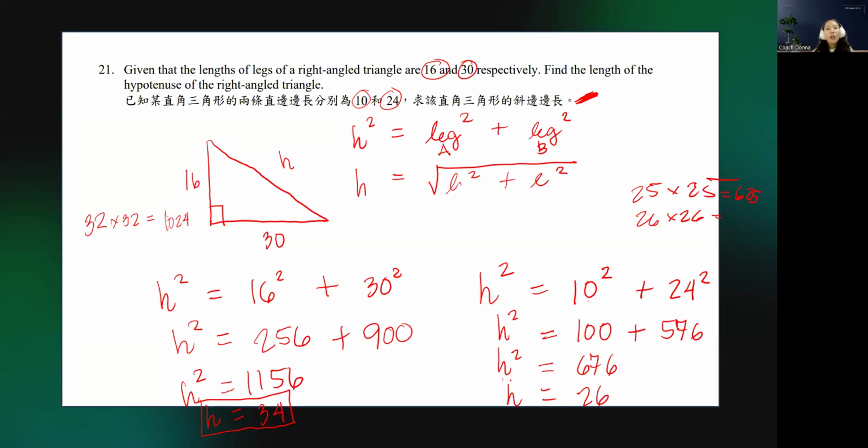So we'll have two answers for this one. For the English part, we use 16 and 30 for its legs, so the hypotenuse is 34. But if you were to use the non-English part, we have 10 and 24 for its legs. You'll get a hypotenuse of 26. Okay.